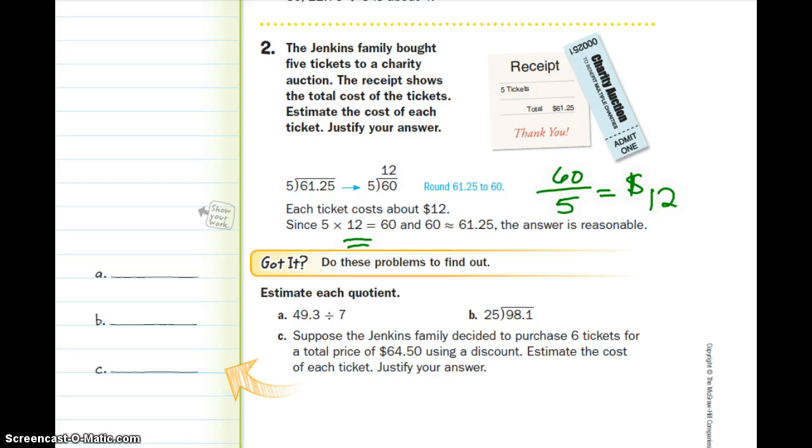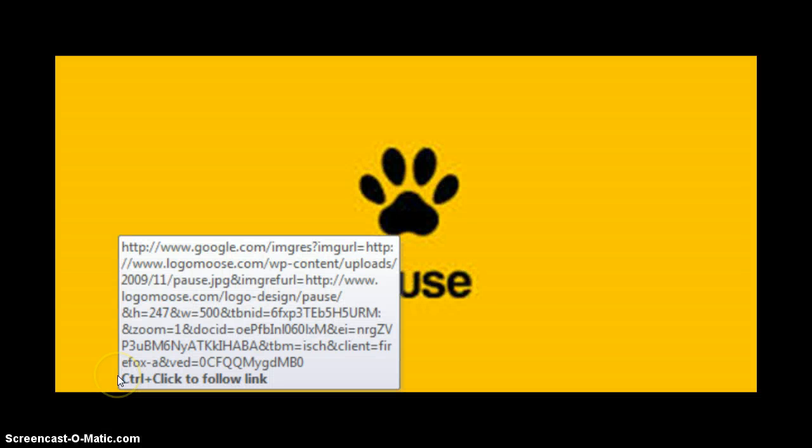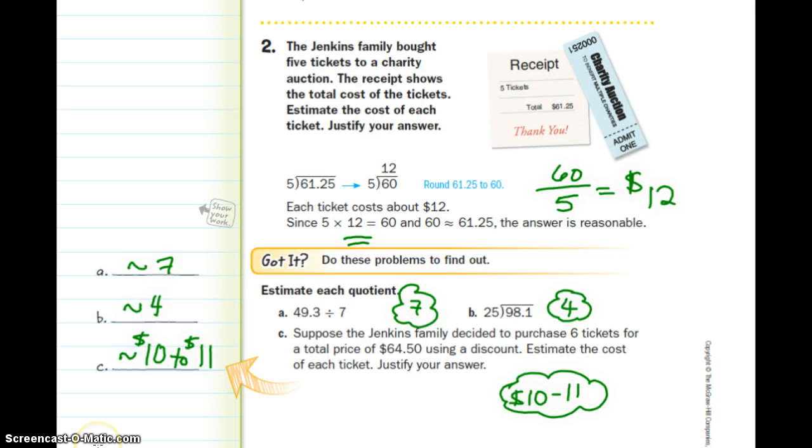All right, now your turn. Pause the video. Did you get what I got? For number A, I got approximately 7, B, approximately 4, and then number C, somewhere between $10 and $11. Again, estimating is about doing it in your head so that when you get your answer on paper, it's similar to the one that you estimated, or comparable.